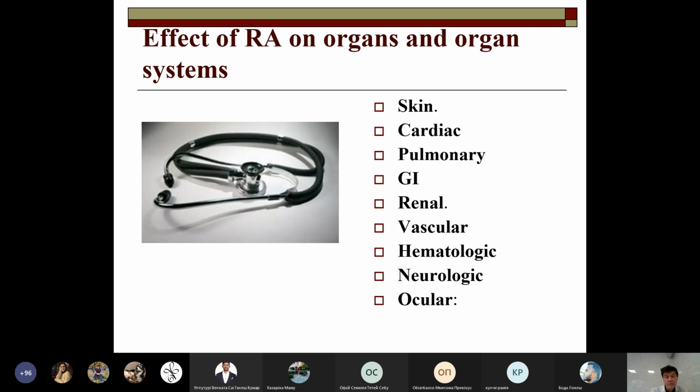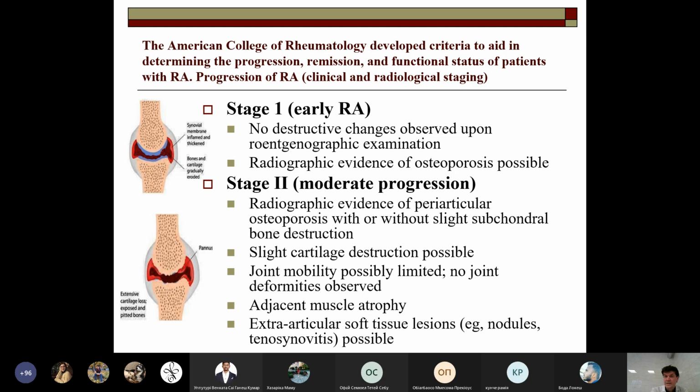DAS-28. So what is the effect of rheumatoid arthritis on the organs and organ systems? It covers quite a range of organ systems, including skin, myocardium, pulmonary tissue, GI, renal, vascular, hematologic, neurologic, and ocular systems. So finally, you should look through each system and check what kind of disorders can be noticed in these patients. And then you should verify the stage of progression of the joint abnormality.